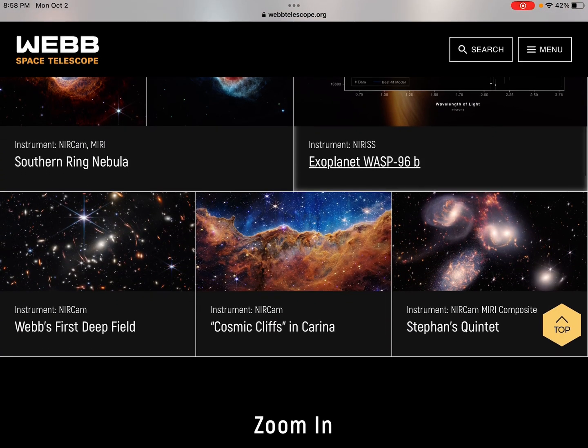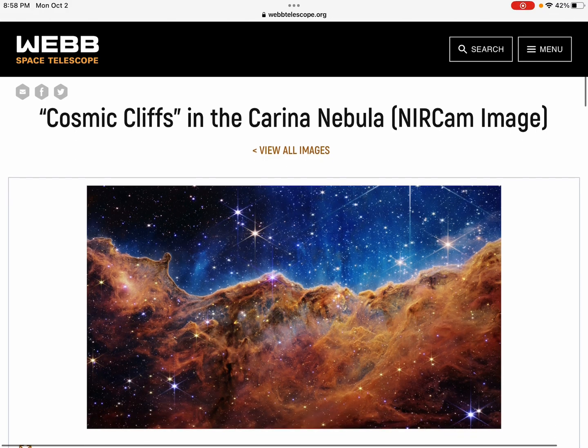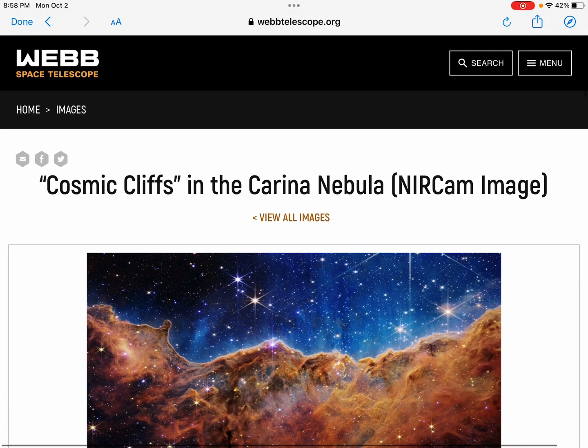This is the picture that is the cover of our class on Google Classroom. This is one of the very first images that James Webb took. They call it the Cosmic Cliffs. It's absolutely gorgeous to see the depths within it. It almost doesn't look real. But with this infrared, we're actually able to see deeper than we ever have before.